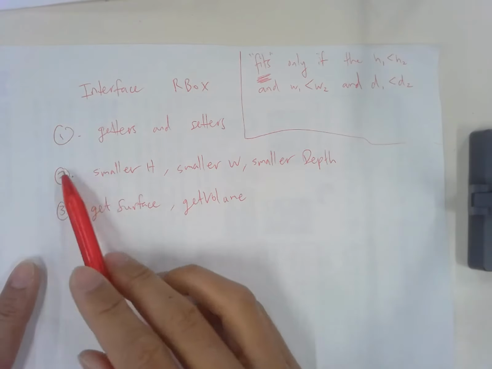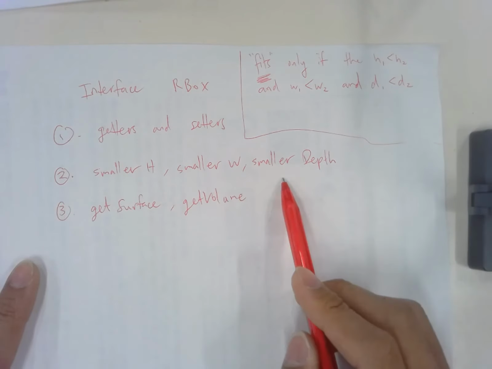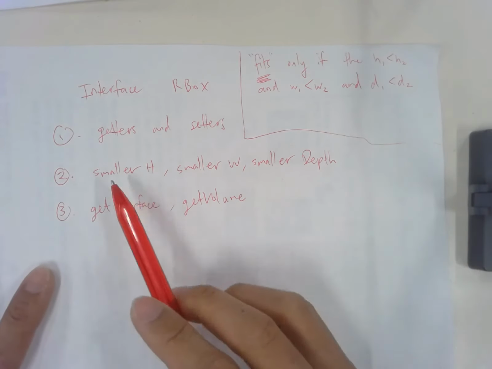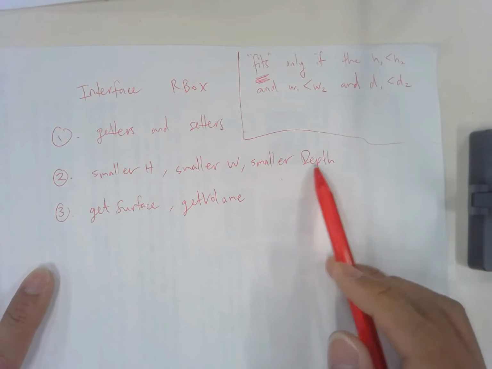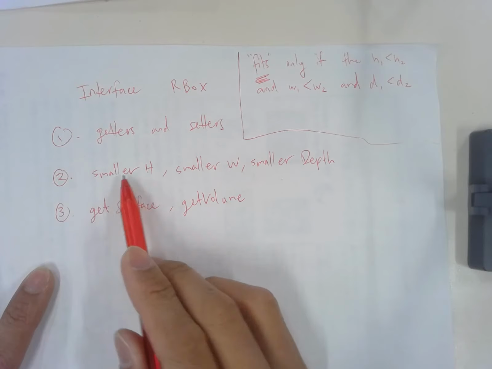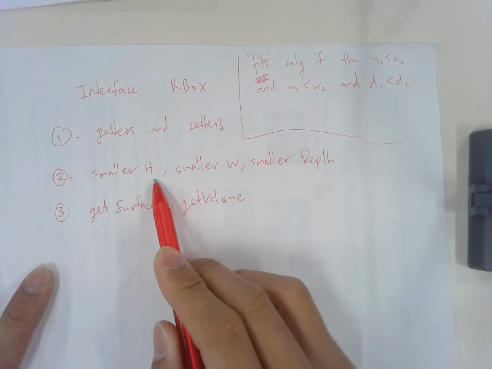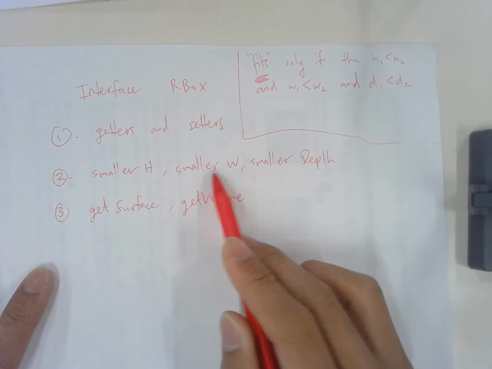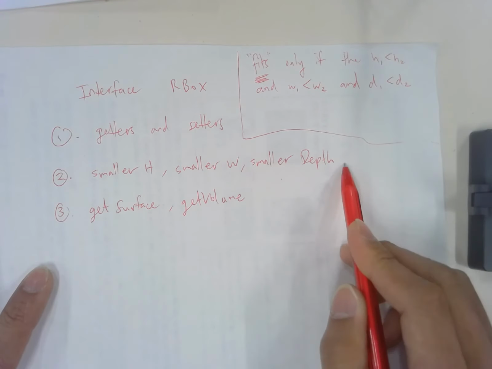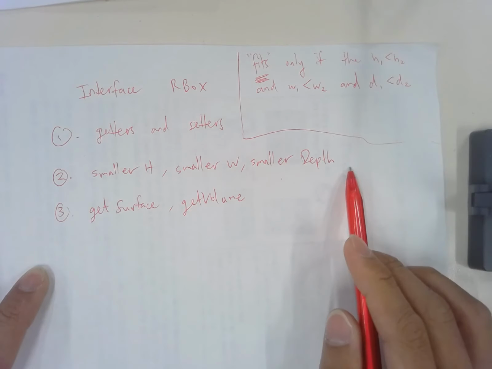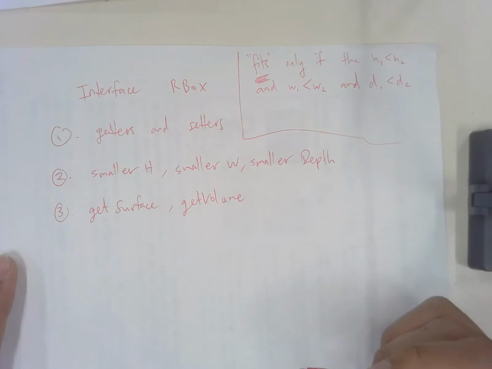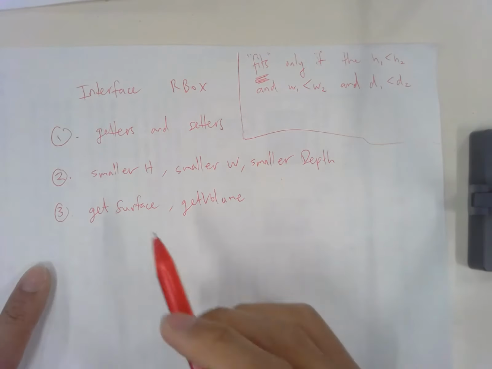Then we have the second option where we have smallerH, smallerW, smallerDepth. These are all different methods that need to be implemented by the child class, and these would also let you know if this condition is true, because you would just say a.smallerH, pass it b, and if that's true, and a.smallerW, pass it b, and that's true, and a.smallerDepth, pass it b, and if all three of those are true, then this condition is satisfied, and we could tell if A fits in B.